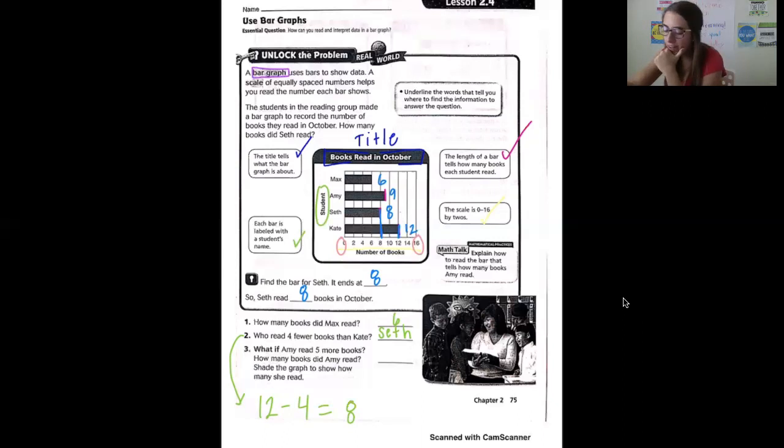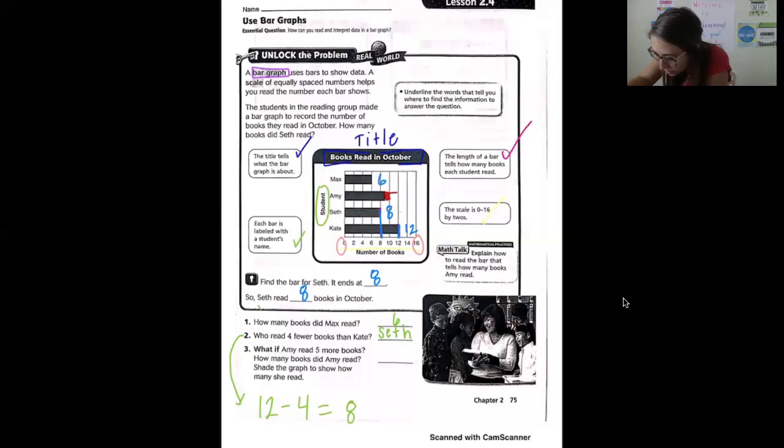Now, it says, what if Amy read 5 more books? How many books did Amy read? Shade the graph to show how many she read. Now, right now, Amy read 9. So I need to count 5 more. So I'm going to come over here. This is 1 because it's a half, right?